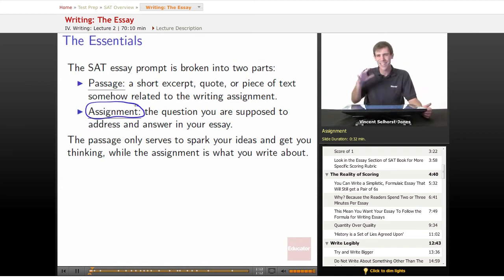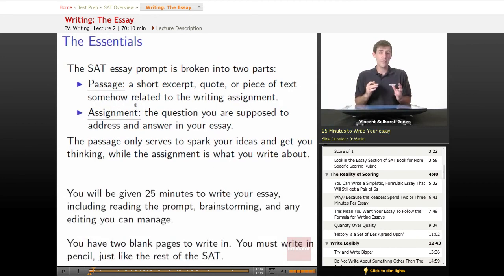This is the part that's important. The passage doesn't really matter that much. The passage is useful because it sparks your ideas, but the assignment is where the money is at. That's the question you're supposed to address and answer in your essay. This is what your essay has to be about. The passage of text is only there to get you thinking, to get your brain juices flowing. The assignment is what you actually write about, so that's the important thing you really need to pay attention to.